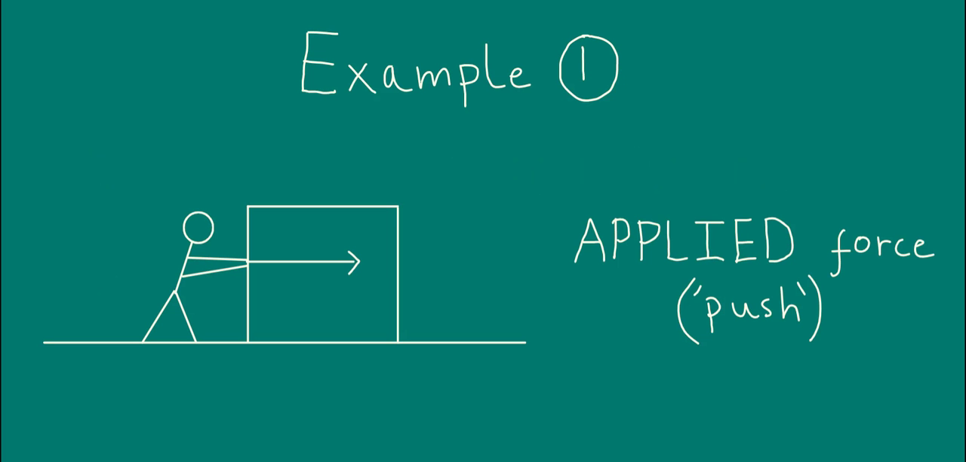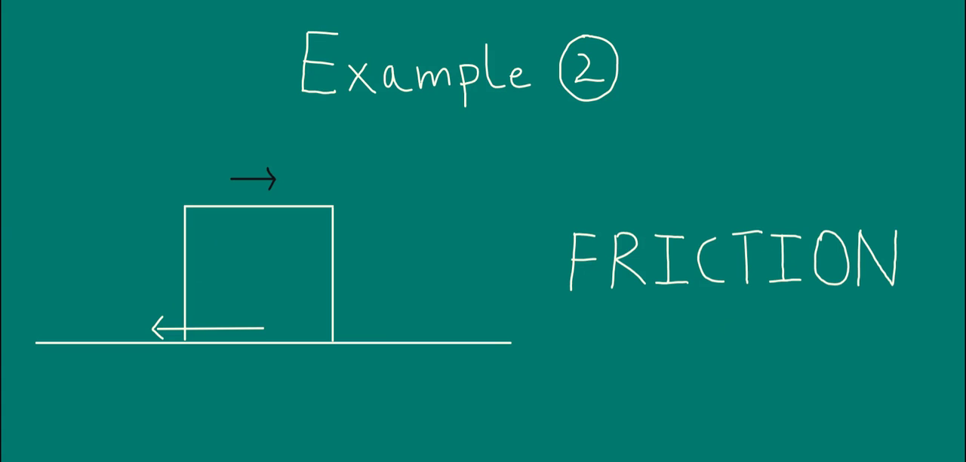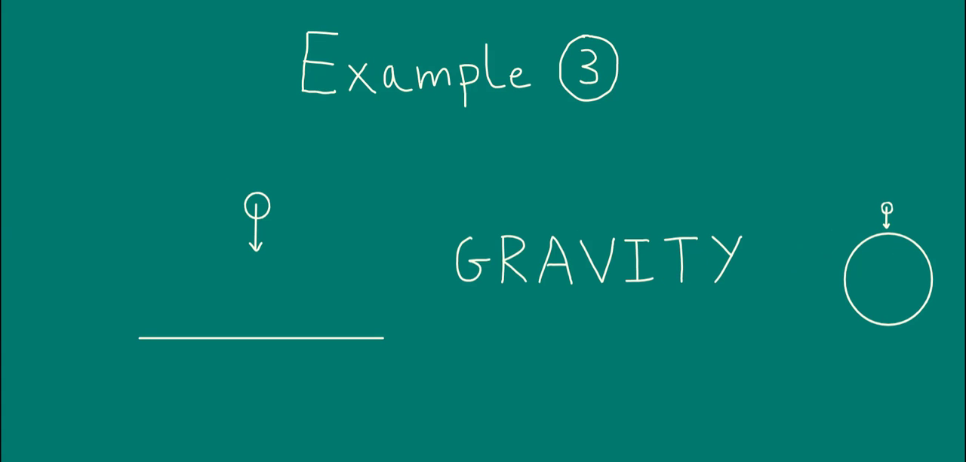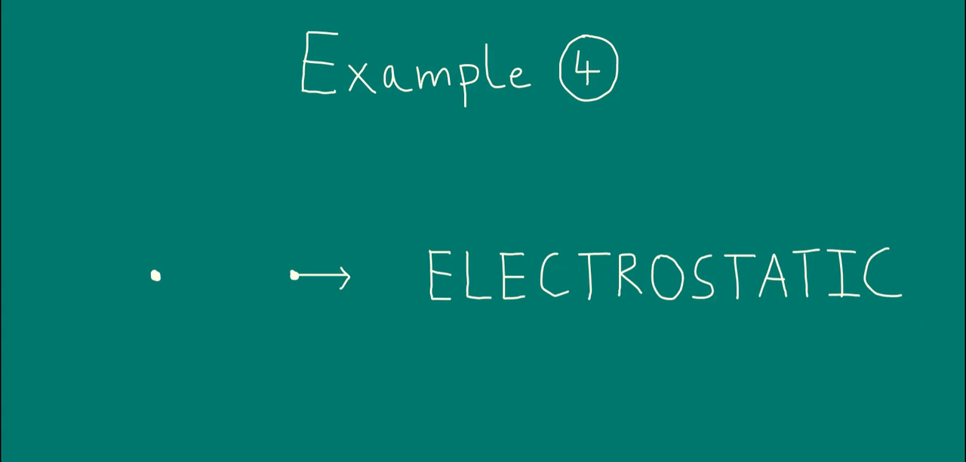Every force is a specific type of force. So in example 1, the force on the box is what's known as an applied force. That's basically the name we give to forces due to people pushing or pulling on objects. In the second example, the force on the box due to the ground is what's known as friction, which you're probably familiar with. In the third example, the force on the ball acting down is the force of gravity, and the name we give to this force, as you're probably aware, is what's known as the weight of the ball. In the final example, the repulsive force on the two electrons is what's known as the electrostatic force.